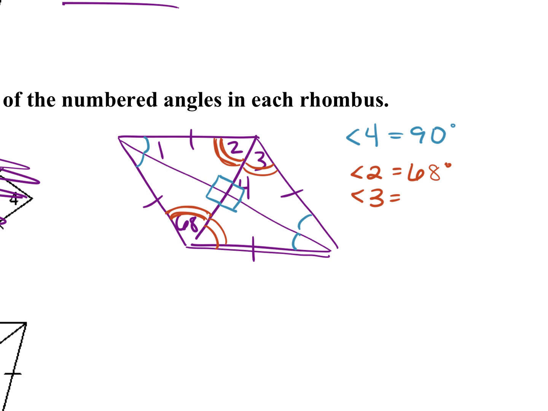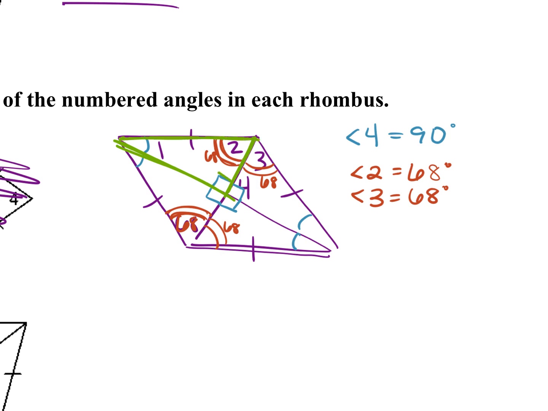68, also, right? All 4 of those are the same. 68, 68, this would be 68 also, and this one down here started as 68. So angles 2 and 3 are both 68 degrees. How do you find angle 1 then? You subtract 68 and 90 from 180.